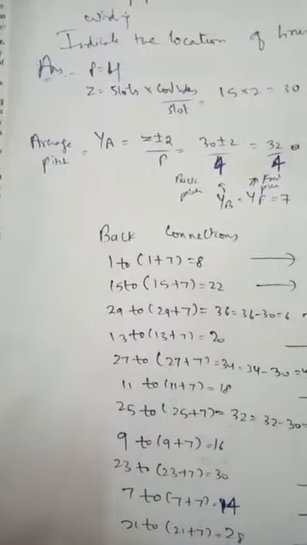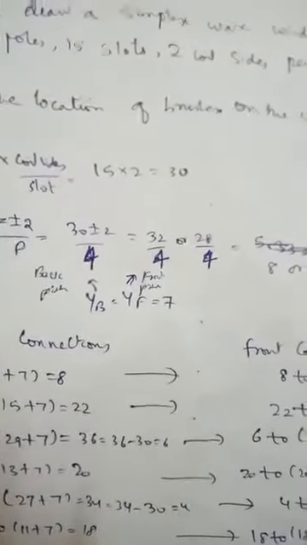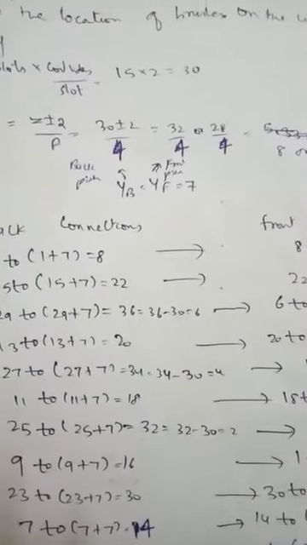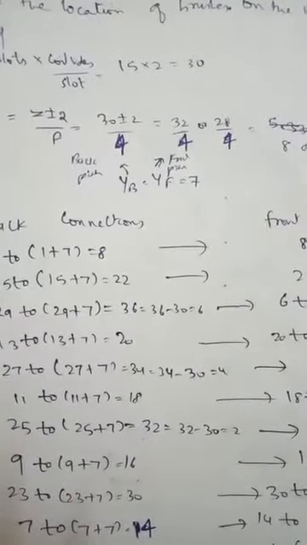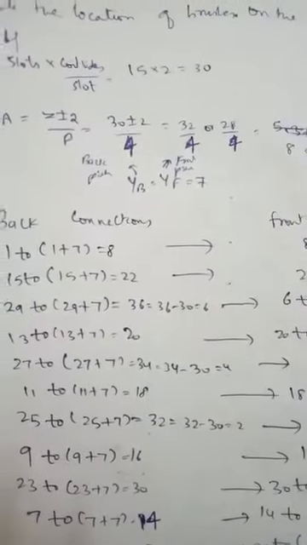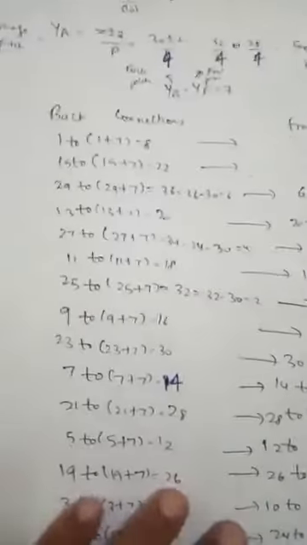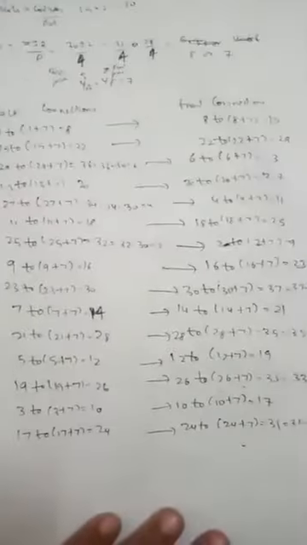Average pitch is Z plus or minus 2 by P. That is 30 plus or minus 2 by 4, or 32 by 4, or 28 by 4. It can be 8 or 7. Back pitch is equal to front pitch, that is 7. So now we have to do the back connections and front connections.